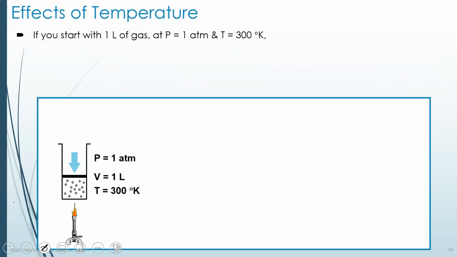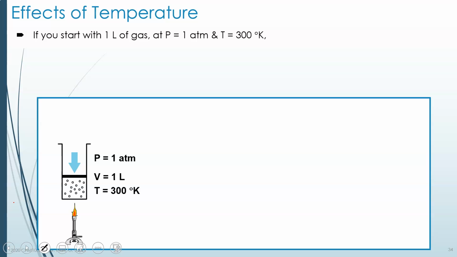Let's look at a little bit more complicated situation. So let's say you start with 1 liter of gas at 1 atmosphere pressure. This is the normal atmospheric pressure you feel around you every day. And at a temperature of 300 degrees Kelvin. 300 degrees Kelvin is about 27 degrees Celsius. This is just a little bit warmer than your typical room in the United States.